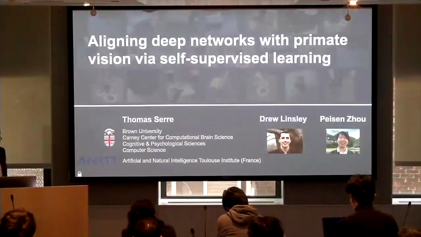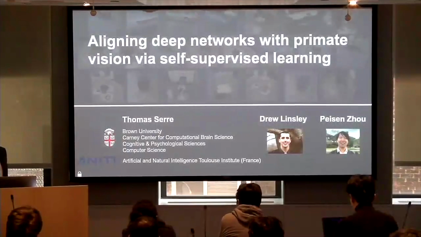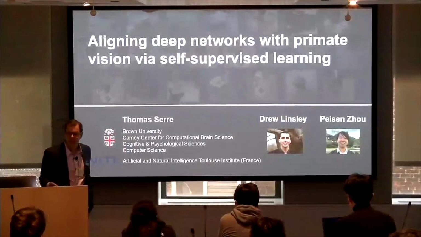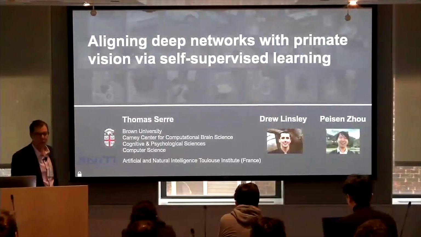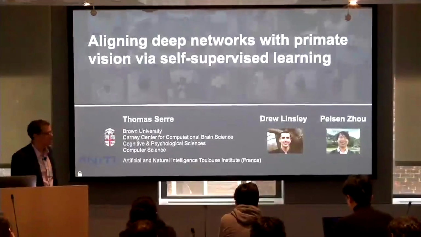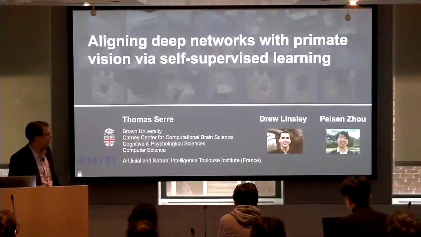All right, so I'm going to be telling you about some of our work on particular twist supervised learning. Our goal is not necessarily to engineer the best artificial vision system, but really to figure out strategies that would help us build better models of the visual system. Those two goals might or might not overlap necessarily.